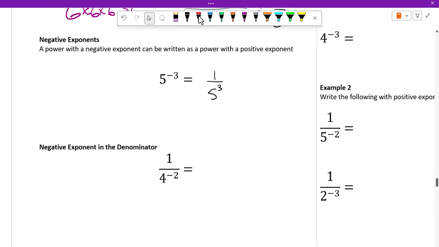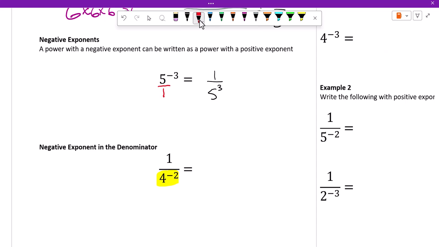Now the situation is, what happens if in the original question, the negative exponent is actually in the denominator? Here, it was in the numerator, right? So if you imagine this as a fraction, everything's over 1. We put this and we put it to the bottom, right? But what happens if the negative exponent is actually in the denominator?